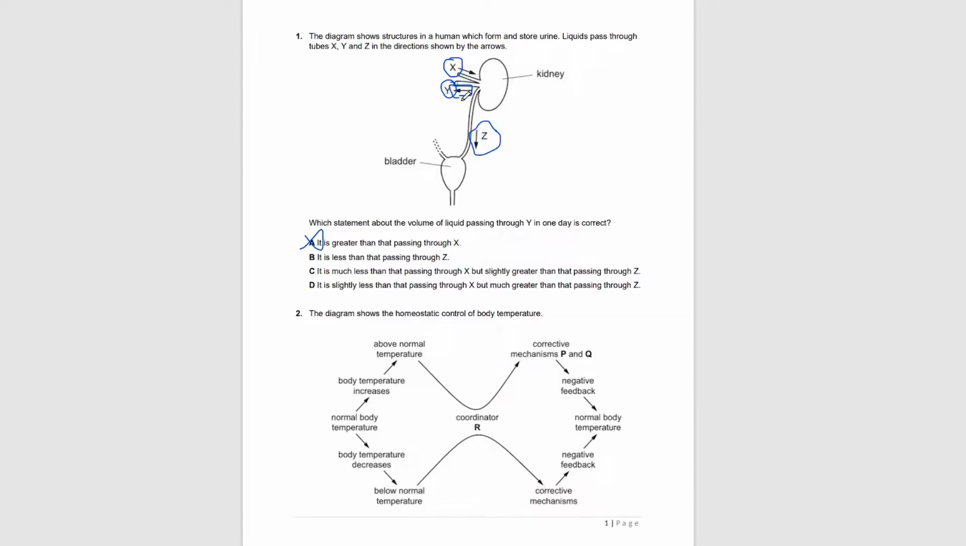Y has the second highest volume of liquid because it's the filtered blood, and Z is the filtrate. It has the least volume. So Y does not have less than passing through Z. The volume of liquid passing through Y is definitely higher than Z because Z is the filtrate.